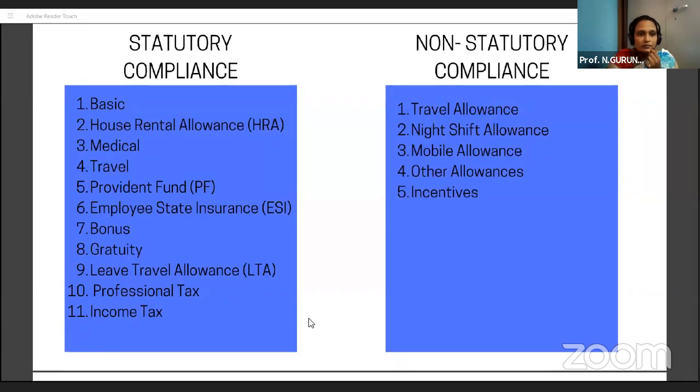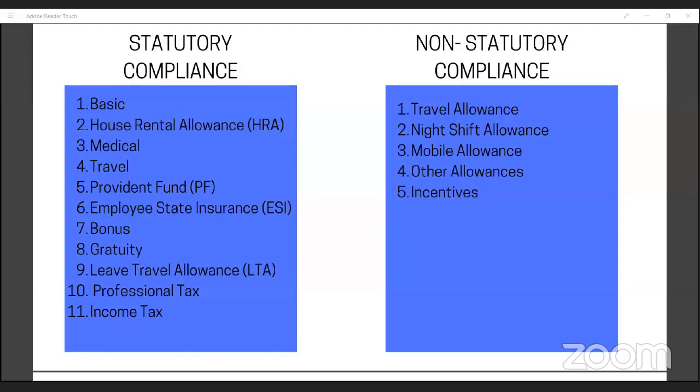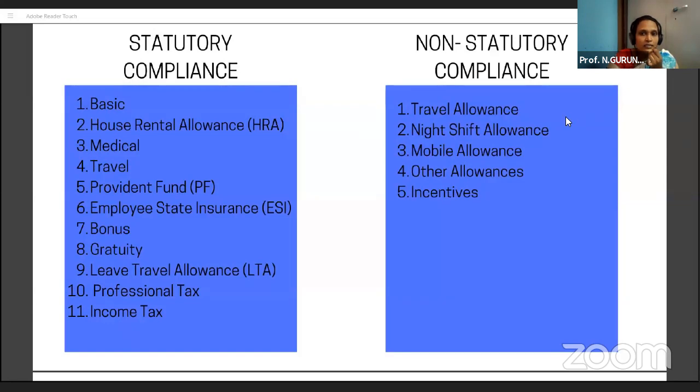Let me give you a brief overview about yesterday's session. We had a brief introduction about compensation and benefits, and we also discussed the components, the statutory compliance and non-statutory compliance, and we moved on to statutory compliance, and we covered basic, house rent allowance, medical, travel, and employee provident fund, pension fund, and employee state insurance. So this is the brief overview of yesterday's session.